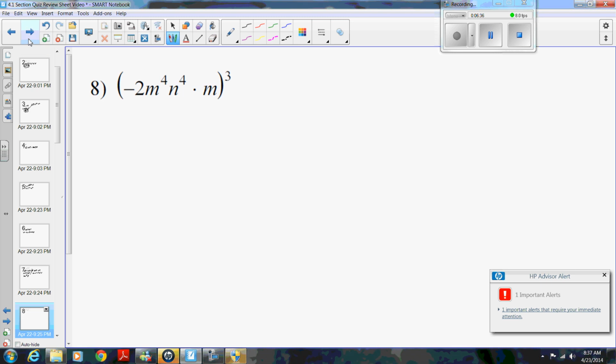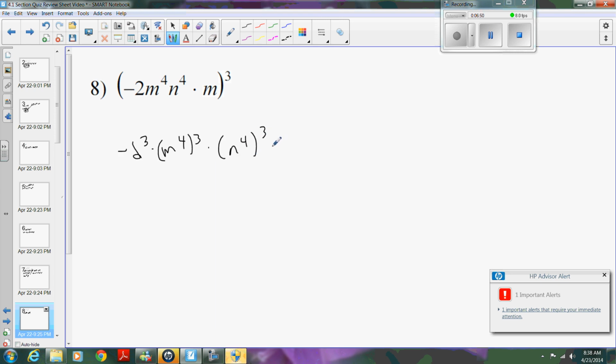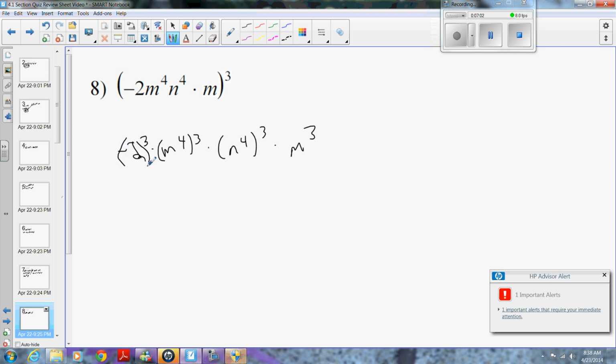Okay. Number 8. Negative 2. Okay, so I'm just going to start, just because this is similar work here, just writing this down and going through it. This is n to the 4th quantity cubed times m cubed. All right, so that is definitely supposed to be a 2, even though it looks like a D. That is a 2. And let me say this as well, too. This is important. That is negative 2 raised to the 3rd power, okay?